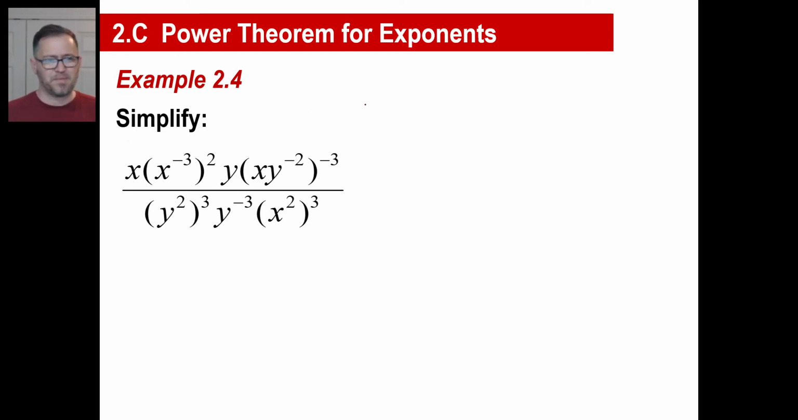All right, so let's take a look and let's simplify this. Now I'm just going to do the numerator first. I'm just going to work on that first. So here's the numerator. That's my x right there. I'm just copying it. X to the negative 3rd brought to the 2nd power is going to be x to the negative 6th. Make sure you know why.